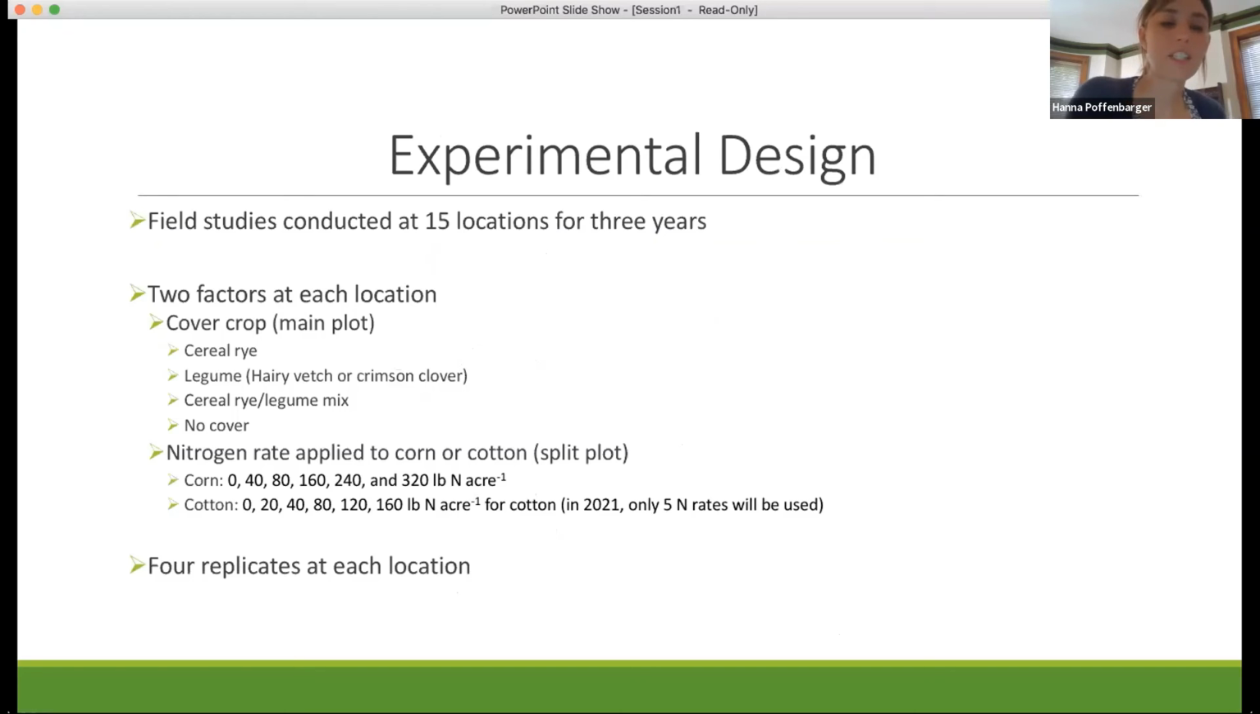We have our main factor as the cover crop treatment, so that's cereal rye, a legume cover crop, hairy vetch or crimson clover, a mixed cover crop, and then no cover. And then within those main plots, we have different nitrogen fertilizer rates that help us characterize that yield response to nitrogen fertilizer in our different cover crop treatments. And then each location will have 4 replicates. Next slide, please.